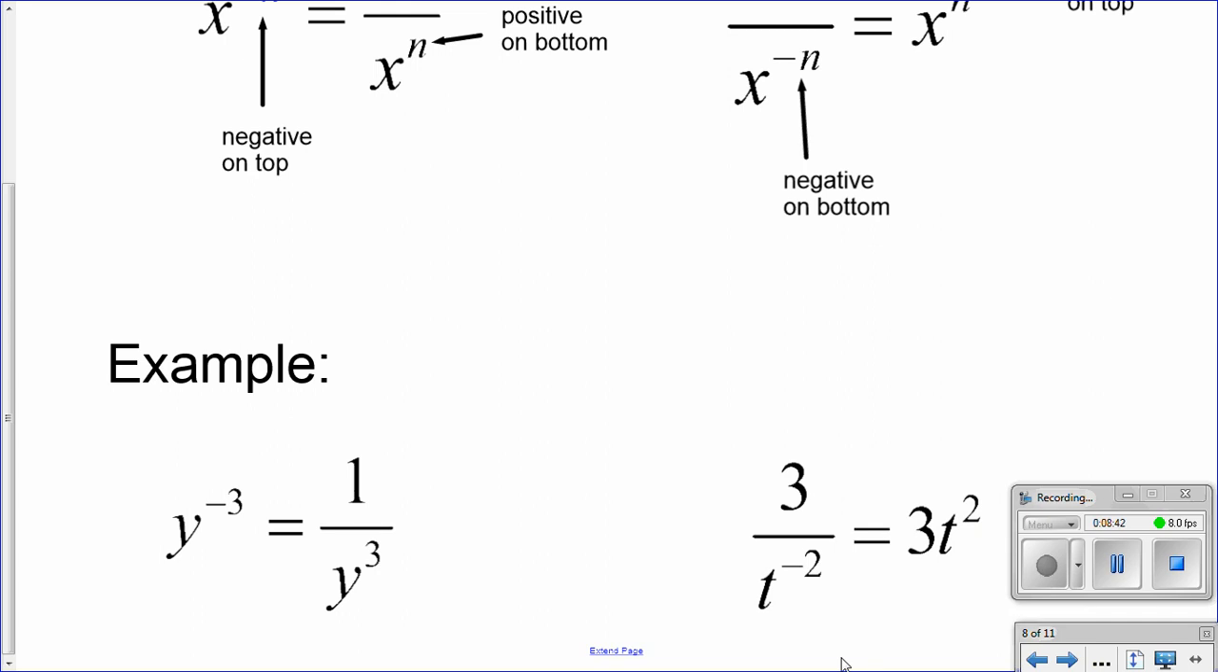Here's another one. We have 3 over t to the negative 2. The t to the negative 2 is telling you it's in the wrong location. So the t should actually be up here with the 3. And then once we move it, we can make it positive. It's happy then. It's not in the wrong place. Think of it like a crying baby. Oh no, I'm lost. Once it gets its parents back, it's happy. Alright?